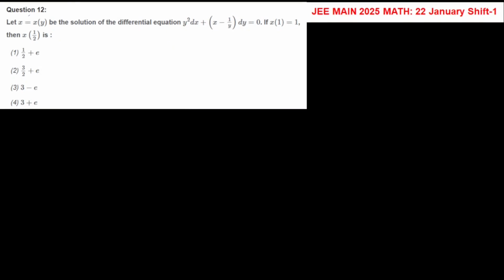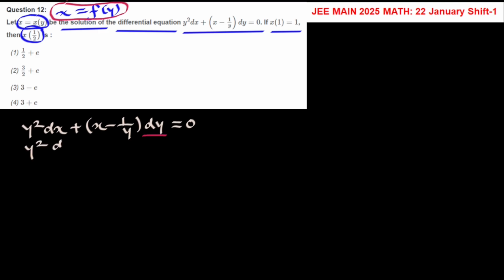Here x equals x of y means x is a function of y and it is the solution of this differential equation. Further it is given x of 1 is 1 and we have to find x of half, that is x when y is half. We have the given differential equation. Since x is a function of y, we will divide by dy.